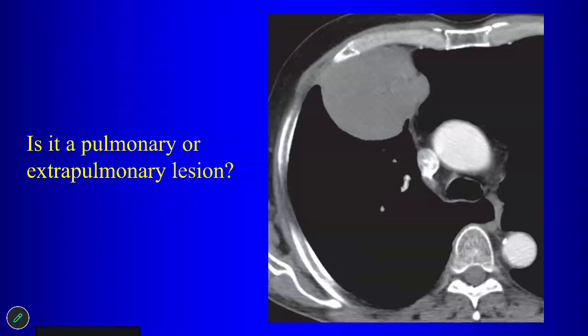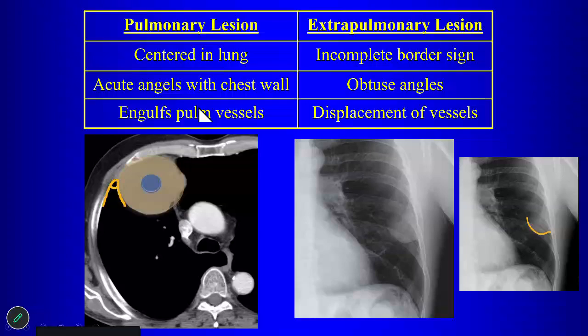Also, where's the center of the mass, right? If you put the center of the mass here, that's actually located within the lung, so that can help you too. So this is a parenchymal lung mass.